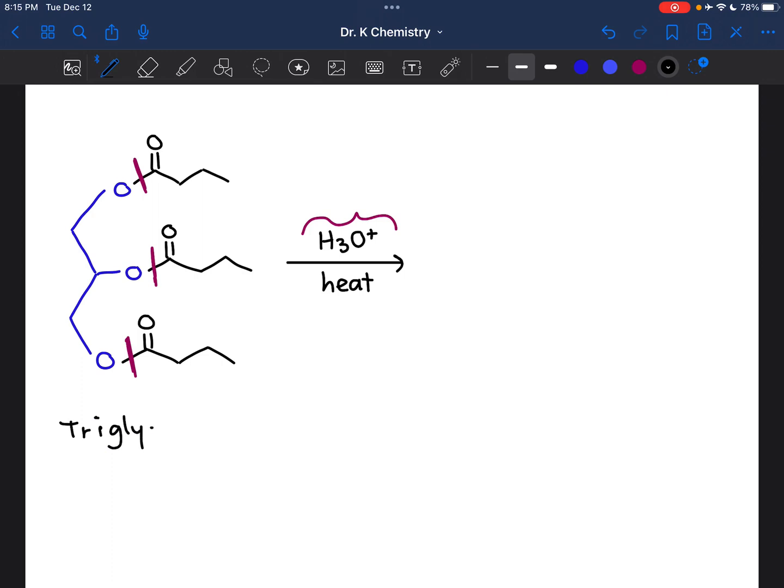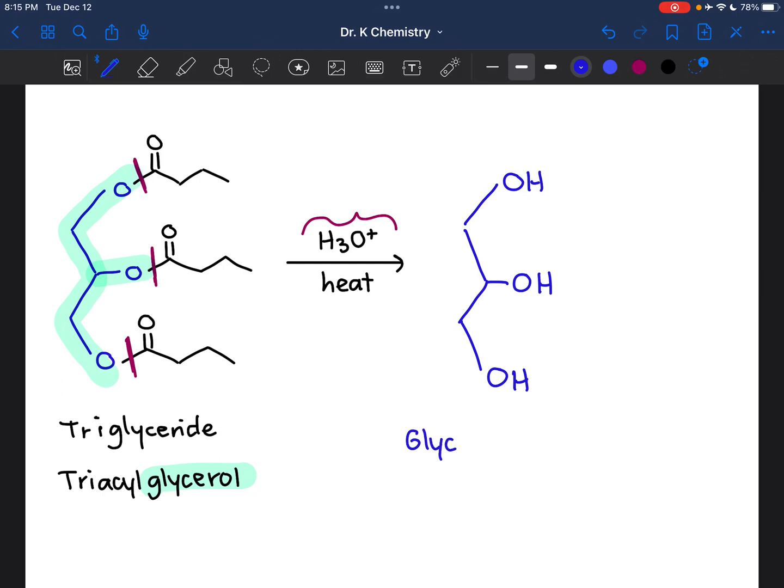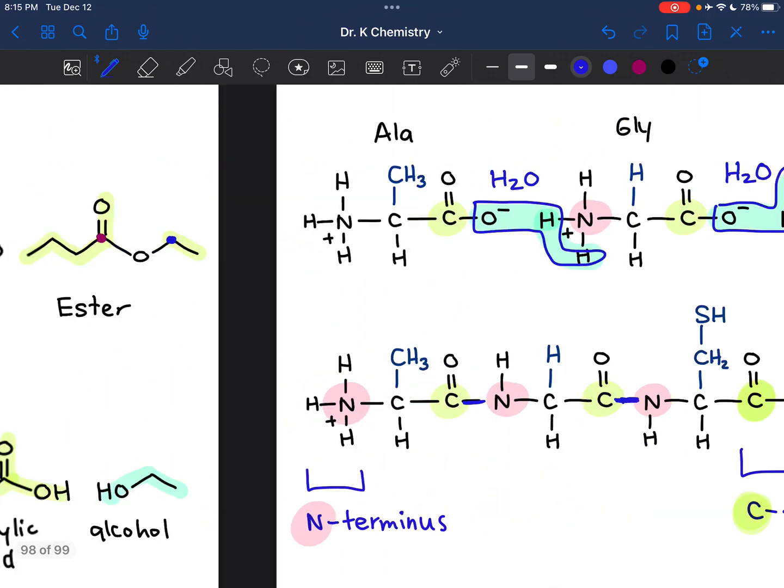And the reason this is called triglyceride or triacylglycerol is because we have a glycerol as the backbone. So right here, that is a glycerol structure. All it's missing is a hydrogen to turn it into an alcohol. So I'm going to break that structure apart and I'm going to turn this into an alcohol. And in order for it to become an alcohol, it's going to need a hydrogen. There is our glycerol piece of the puzzle.